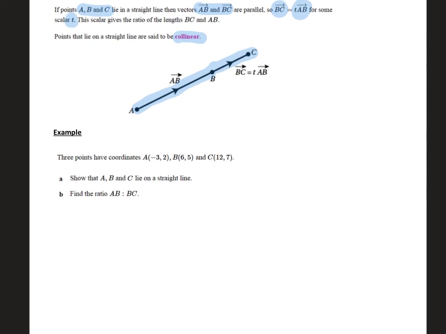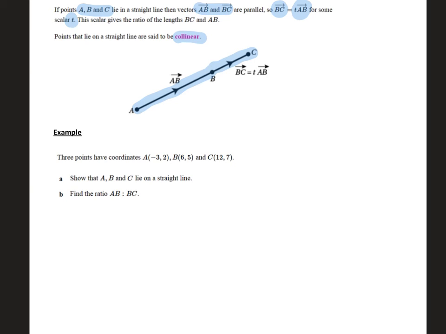Okay, so let's jump straight into an example. 3 points have coordinates (-3, 2), (6, 5), and (12, 7). Show that A, B, C lie in a straight line. Obviously, you can still do this without coordinate geometry stuff.